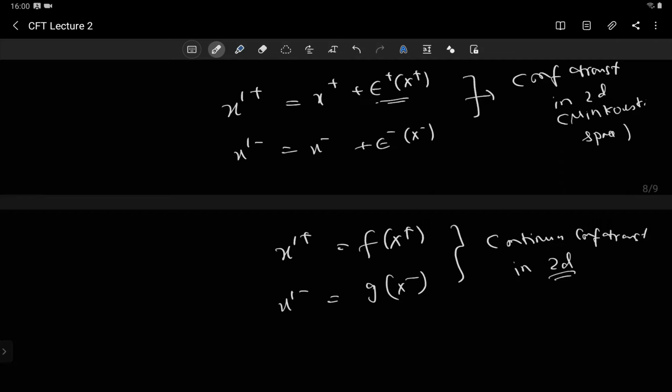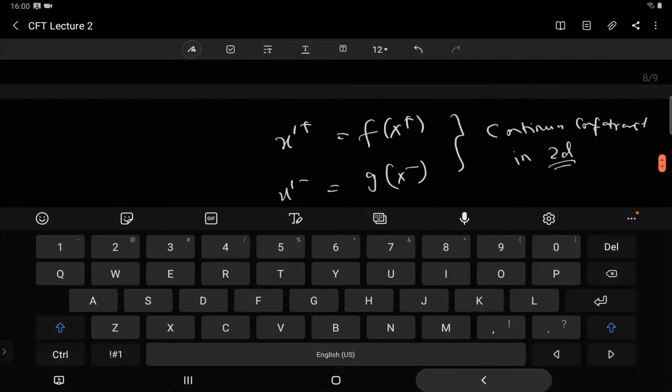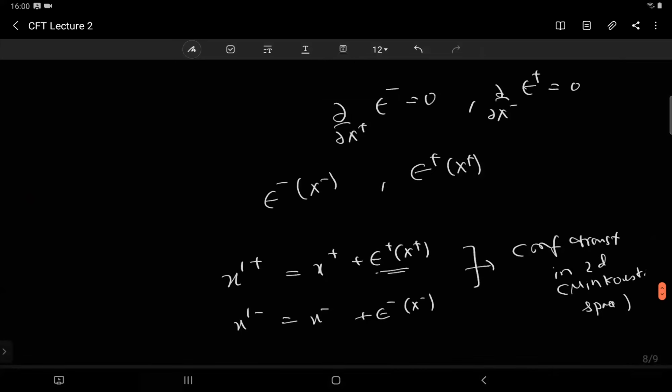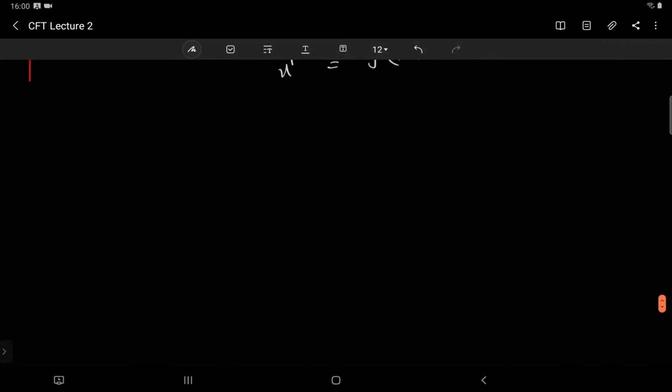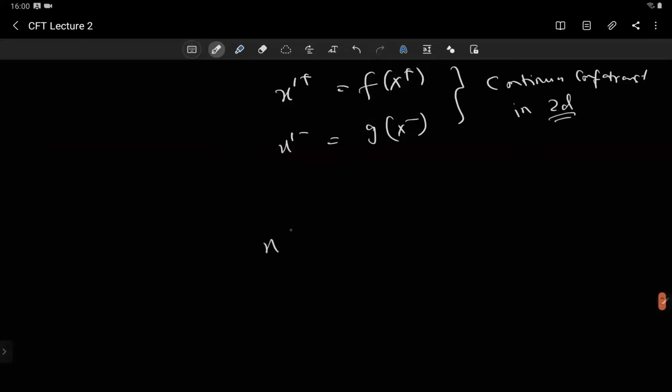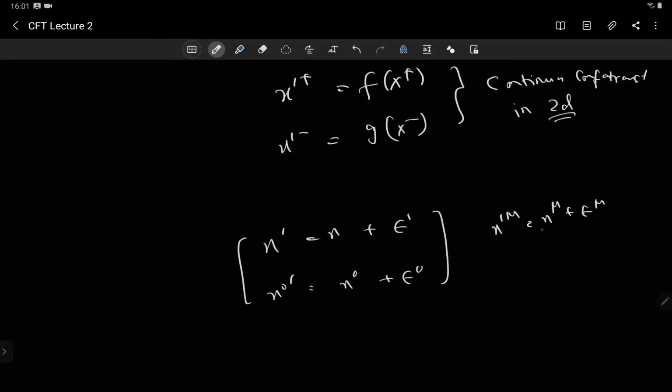Sir, please repeat the last step where you write it in terms of x plus and x minus. This transformation equation. Here. Yes. So what did we have? We had x1 prime is x1 plus epsilon 1, right? And x0 prime is x0 plus epsilon 0. This was the transformation because we wrote x prime mu as x mu plus epsilon mu. So if you write in 0 and 1, then this is the transformation, right?